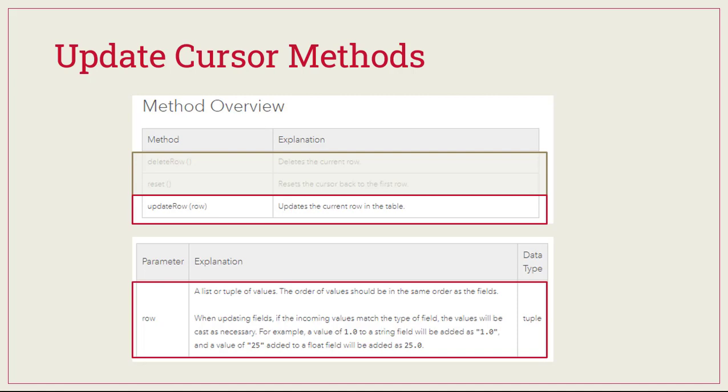So right now we're going to take a closer look at the update row method. You can see down here that it has an additional parameter with it. It's a required parameter. And this is going to be the list or tuple of values, the order of values that should be put into the same order as the fields. So we're going to see how this plays out with our cursor statement when we have to update the information. This is the method on our update cursor that actually does the physical writing into our table. It's when we type in and execute this line of code that our table actually gets updated.